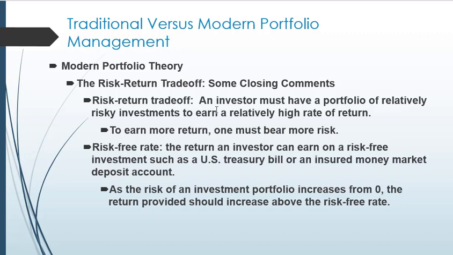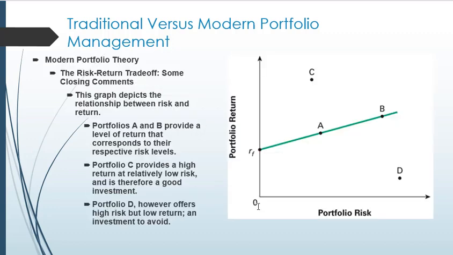Now, when we combine risky assets with the risk-free, again, we're going to get a portfolio that's going to be more diversified, but it will also have less risk. And since we're combining it with a T-bill, we might also be getting lower rates of return. So as the risk of an investment portfolio increases from 0, the rate of return should increase above that risk-free rate of return. Now, how you can use the security market line requires just this short graph and a little bit of a description.